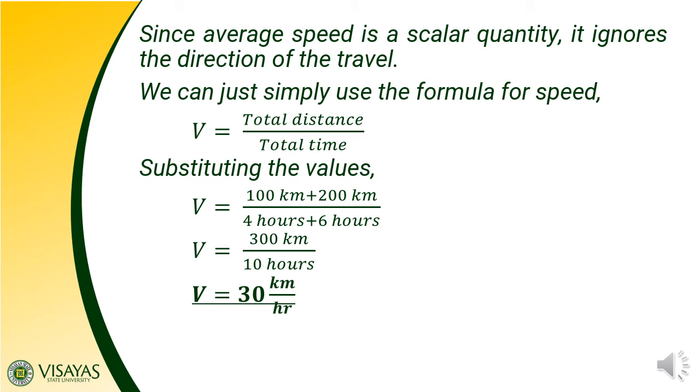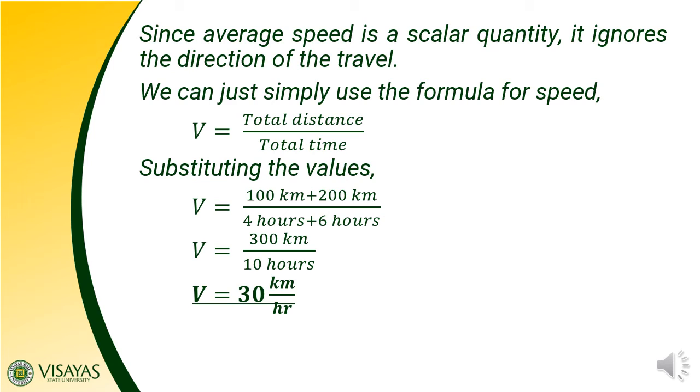plus 200 kilometers since we are finding the total distance, diba? So in finding the total distance, we will simply add the numerical values of the distances. So we will just add 100 kilometers plus 200 kilometers, as well as the total time. We'll just add the numerical values for time. So 4 hours plus 6 hours.